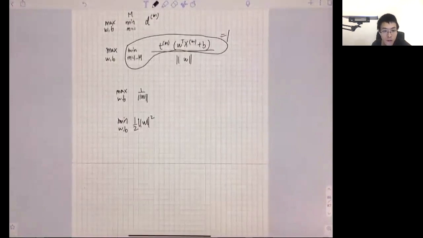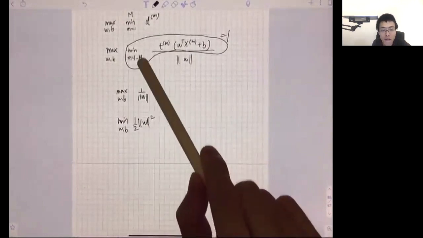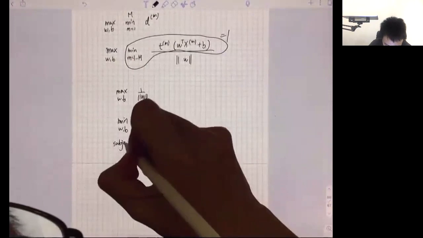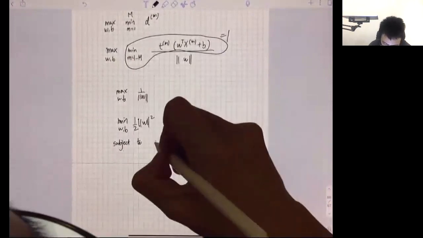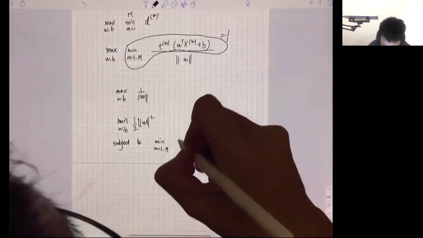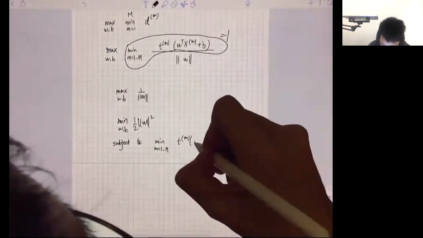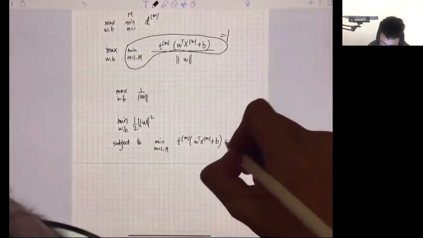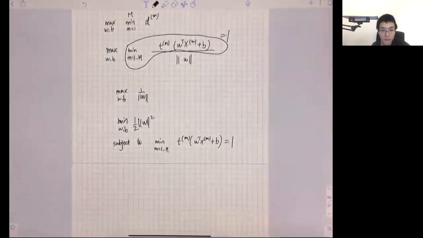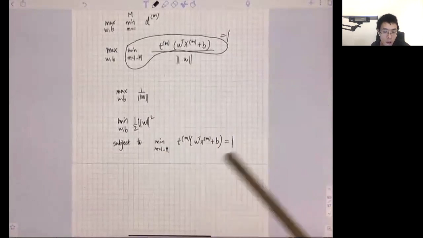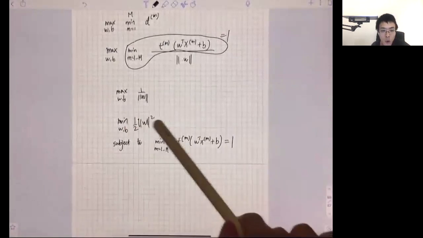Then if you minimize it, you say, okay, w is 0. But this is incorrect because you haven't considered the constraint, okay? The constraint is subject to the minimum over m from 1 up to n of t_m (w transpose x_m plus b) is 1, okay? So I have a constraint saying the minimum must be 1. Then with that constraint, I can optimize the norm of w.